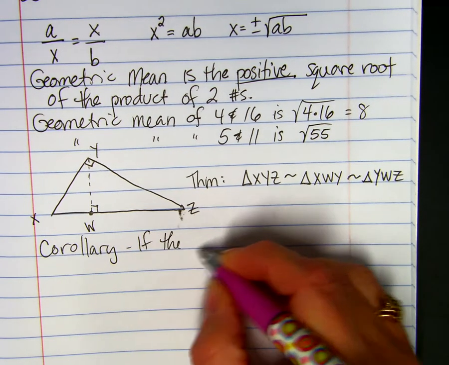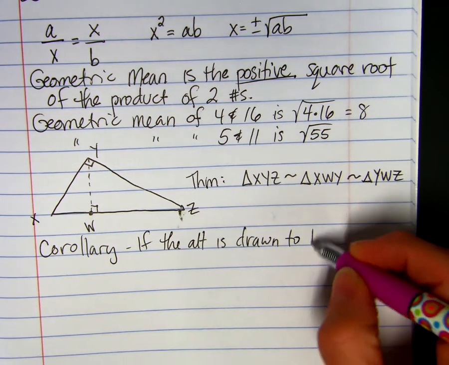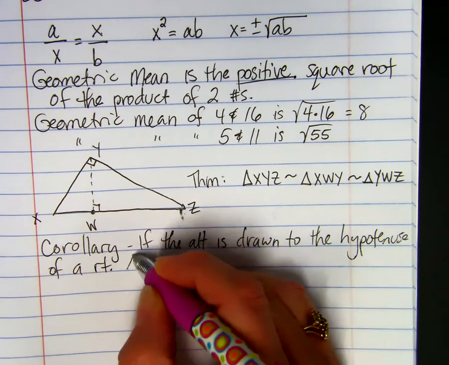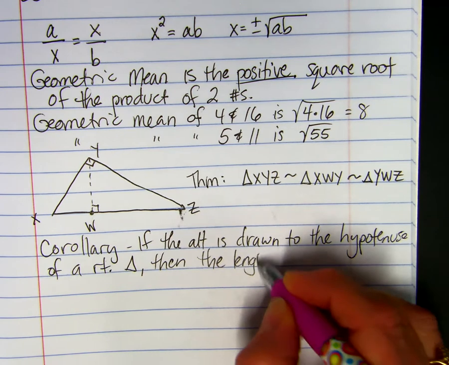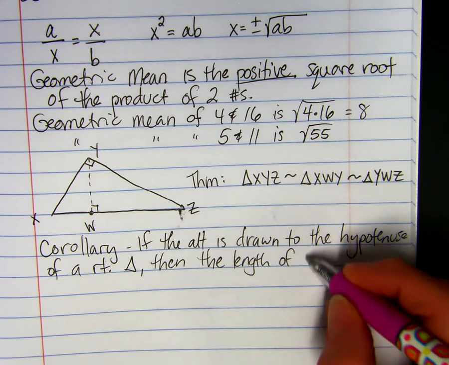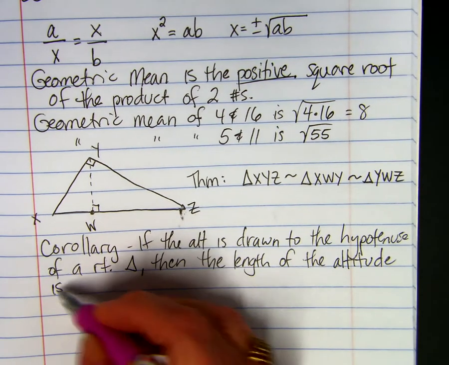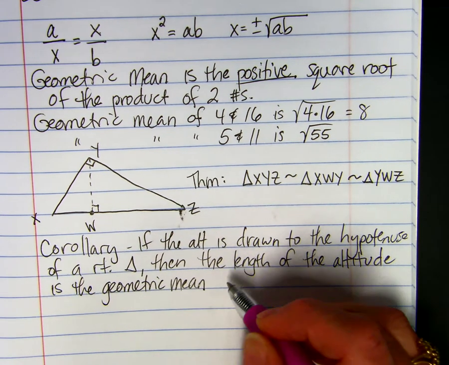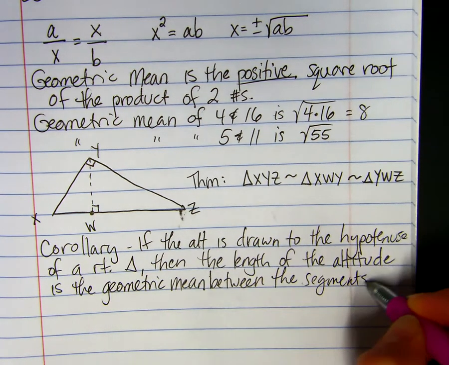So if the altitude is drawn to the hypotenuse of a right triangle, then the length of the altitude is the geometric mean between the segments of the hypotenuse.